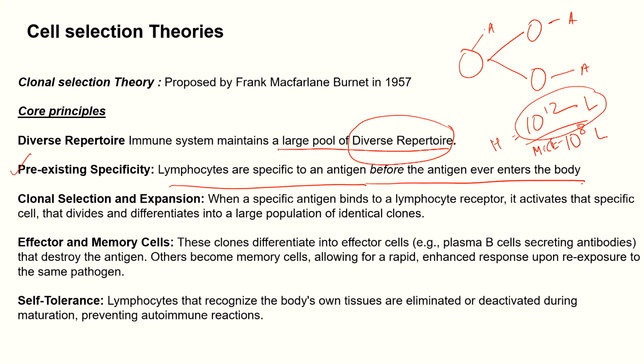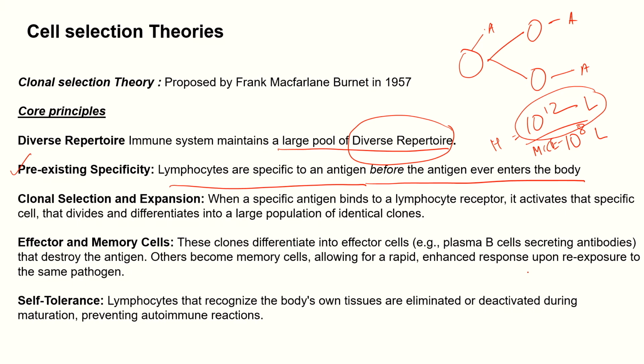That means once there is an entry of the antigen, of course it can bind and recognize that antibody, but there is a diverse repertoire. So even before the antigen enters the body, we do have lymphocytes that can bind very specifically to the antigen. So there is no prior knowledge required for that. There is already a pre-existing specificity in the case of lymphocytes.